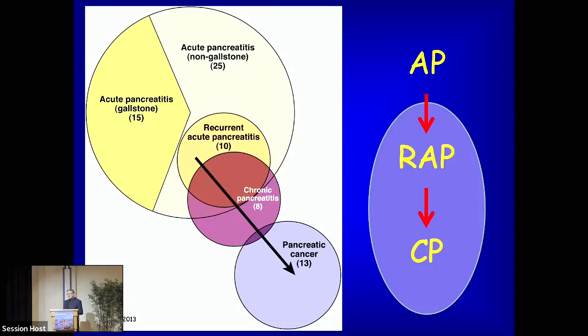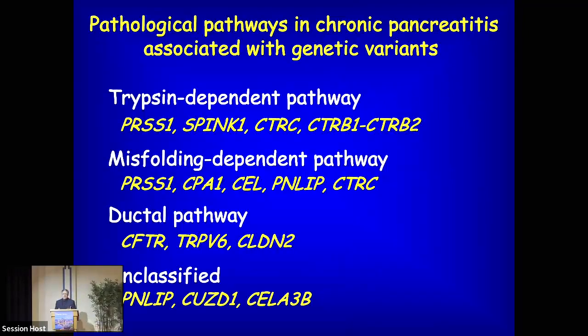So genetics of chronic pancreatitis has become very complicated and complex over the years. A number of genes have been discovered, many mutations belonging to different genes. So what we've been trying to do for quite some time is to organize these genes into what we term pathological pathways. And this is just a mechanistic framework to sort of group the different risk genes. And right now we differentiate 3 pathways plus an unclassified group.